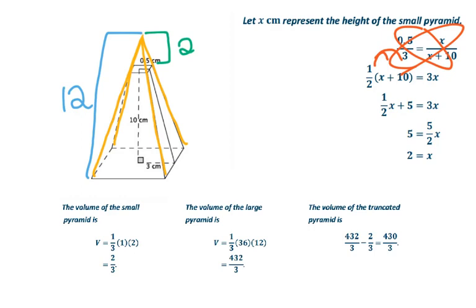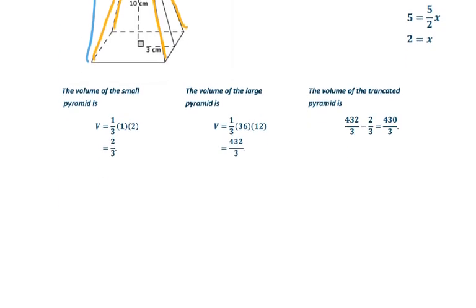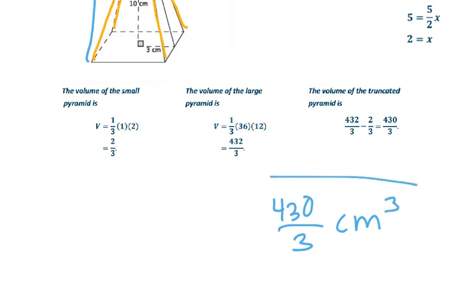We can figure out the volume of the truncated pyramid by subtracting from 432 over 3 the 2/3, which is just the volume of the little pyramid. And that's going to give us 430 over 3. Now, that's not our final answer because, of course, we need units on it. So we're going to have 430 over 3, and we need centimeters cubed. And that's the volume of the truncated piece, the part that's left after we cut off the part that we don't even see in here, but at one point we did.